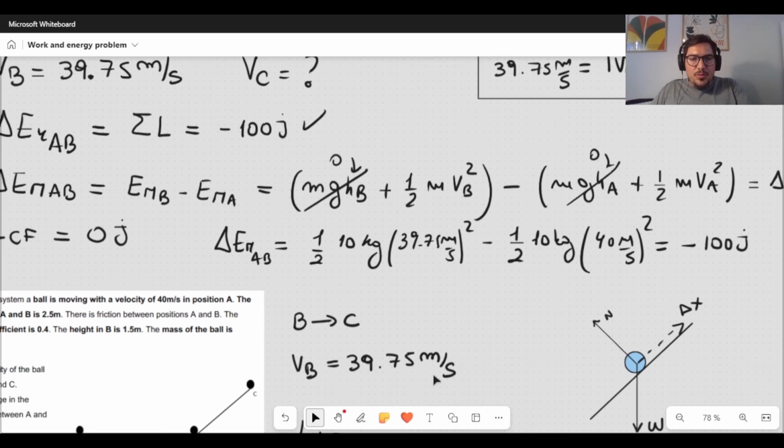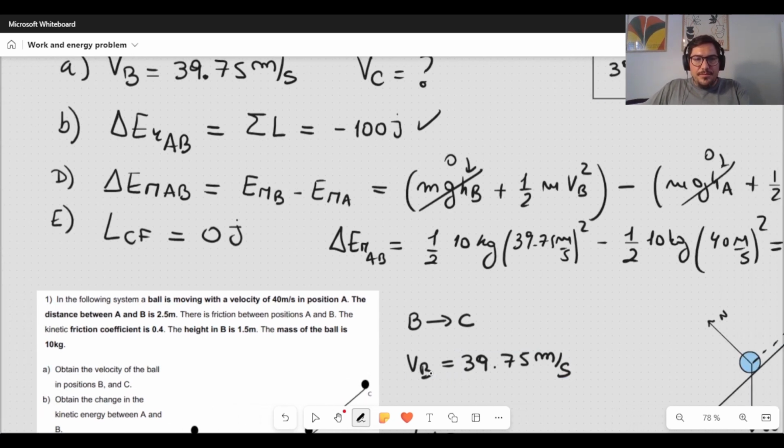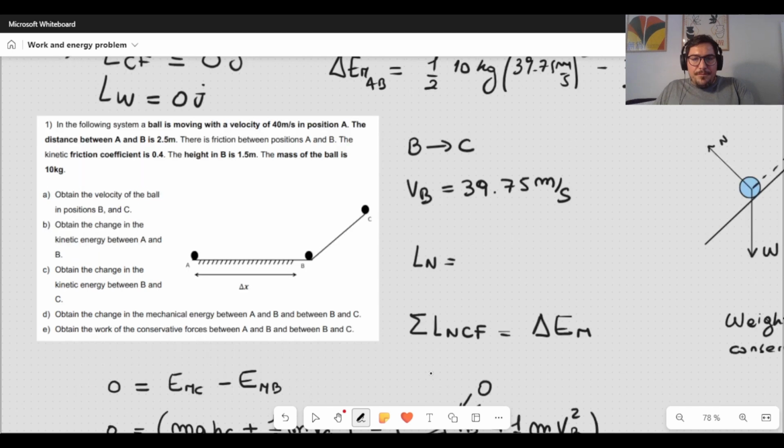And the last question is to obtain the work of the conservative forces between A and B, and between B and C, but we are analyzing A and B. The work of the conservative forces is 0 joules. Why? Because the work of the conservative forces is the work of the weight, and we discussed previously that it is 0.